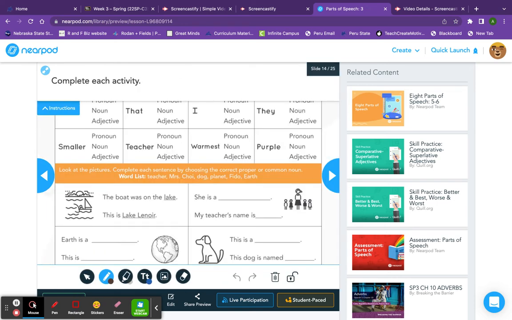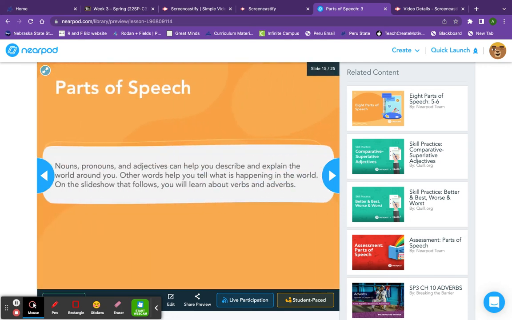All right, you're going to go ahead and complete each activity below. You're going to look at the picture and complete each sentence by choosing the correct, proper, or common noun. Here is your word list to choose from. Okay, parts of speech, nouns, pronouns, and adjectives can help you describe and explain the world around you. Other words help you tell what is happening in the world. The next slideshow is going to talk about verbs and adverbs.